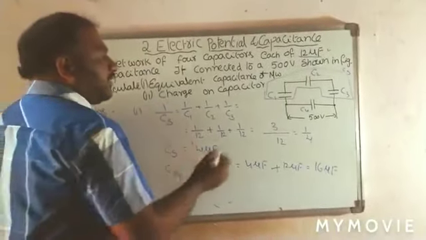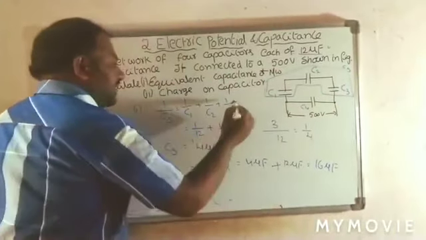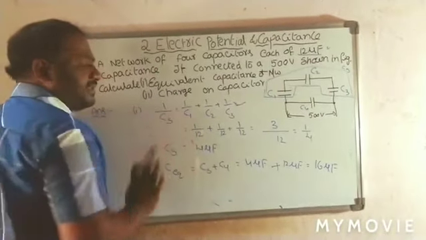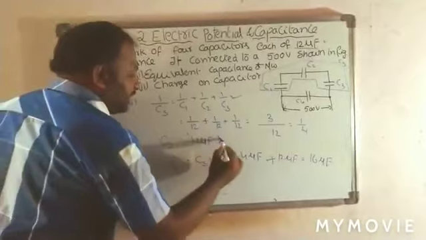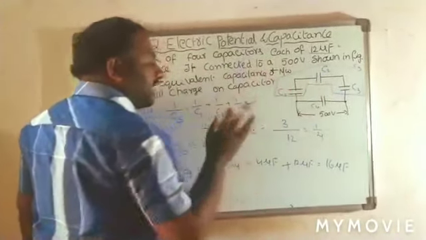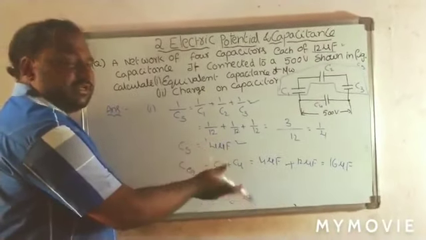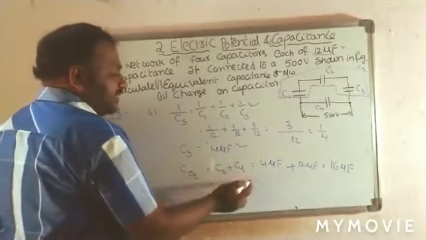So here, an important point: C1, C2, C3 are in series, and for those three capacitors this is the formula, from which we get the series combination. Now that series combination and C4 are both in parallel. In parallel we take C1 plus C2, so here CS plus C4.